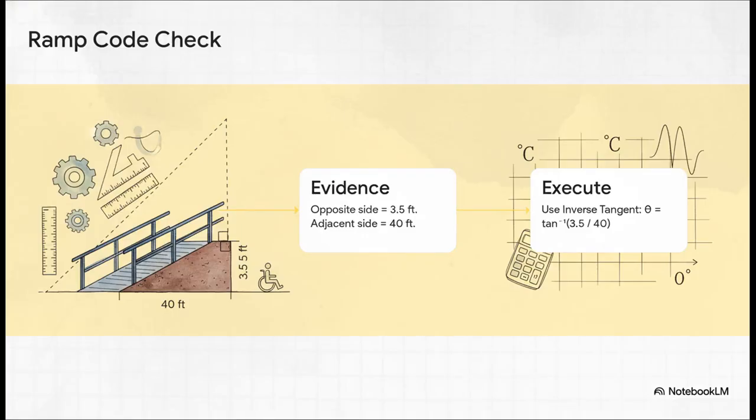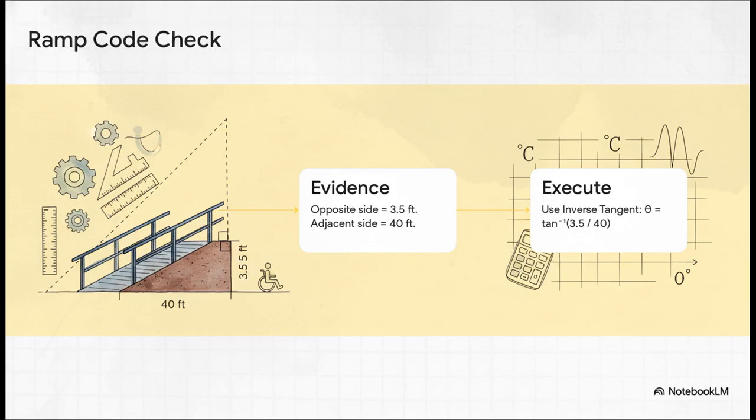Okay, one last example. A wheelchair ramp goes up 3.5 feet over a distance of 40 feet. Building code says the incline can't be more than 4.8 degrees. So, does this ramp pass inspection? This time, we know the sides, but we need to find the angle. And that is your big clue that you need to use an inverse trig function. It's basically like asking your calculator, hey, what angle gives me this specific ratio?